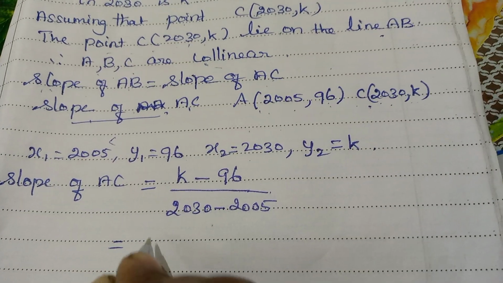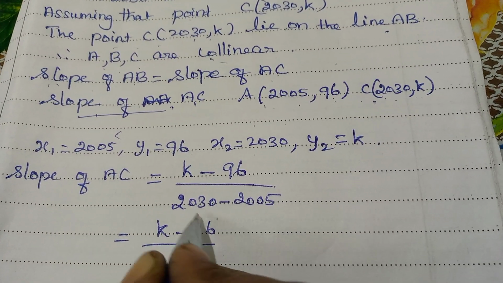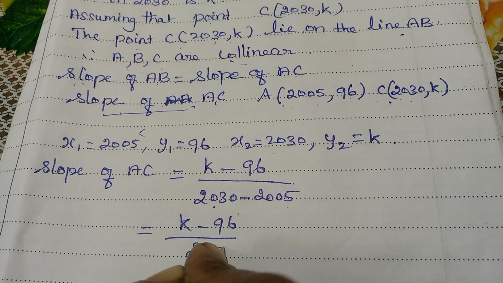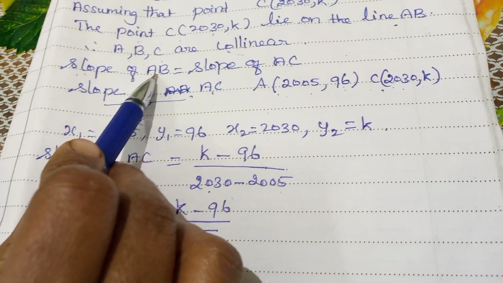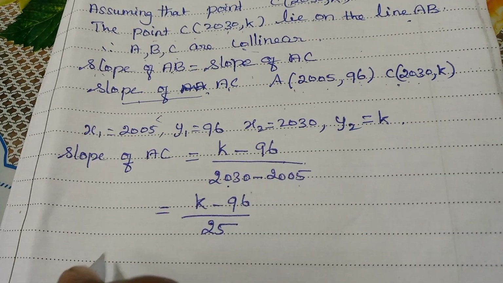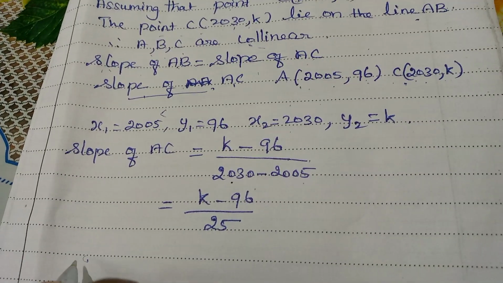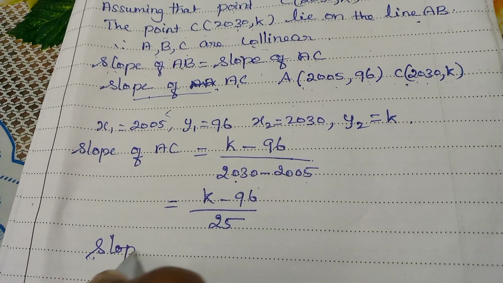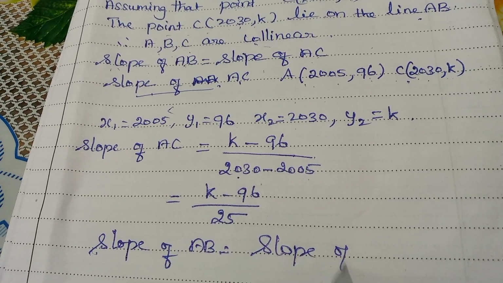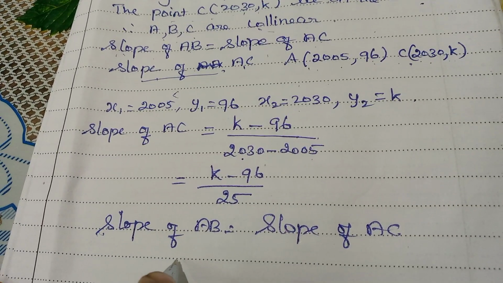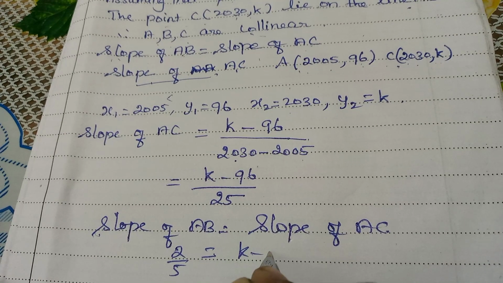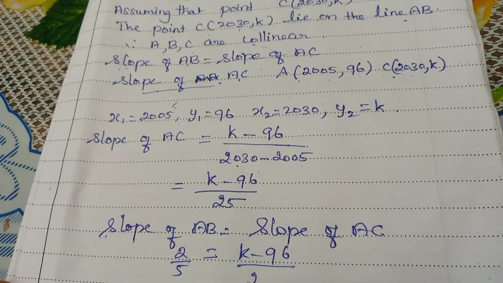Okay, which is equal to K minus 96 divided by what is the value of 2030 minus 2005? 25. Okay, we have slope of AB equal to slope of AC. What is the slope of AB? We did find it earlier: 2 by 5. Since slope of AB equals slope of AC, 2 by 5 is equal to the slope of AC, which is K minus 96 divided by 25.